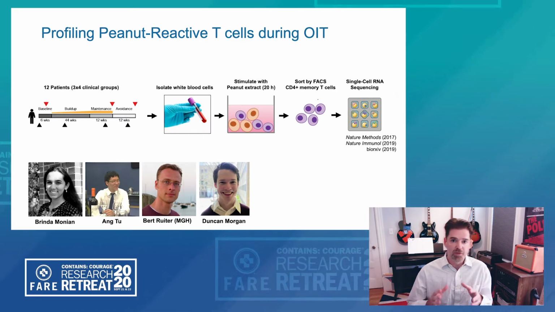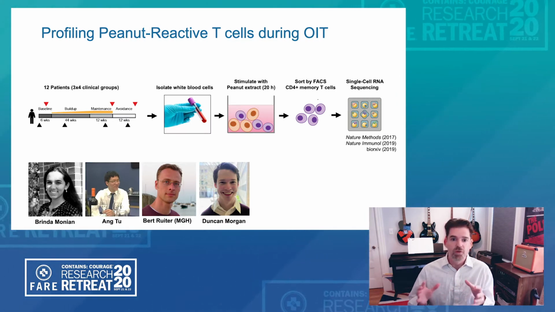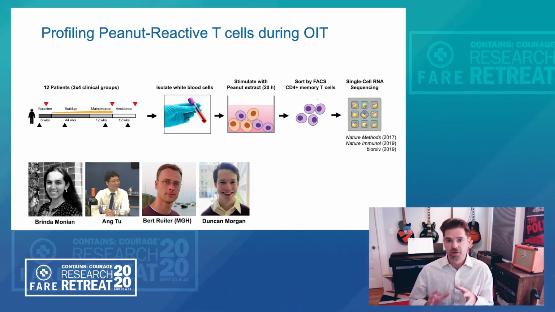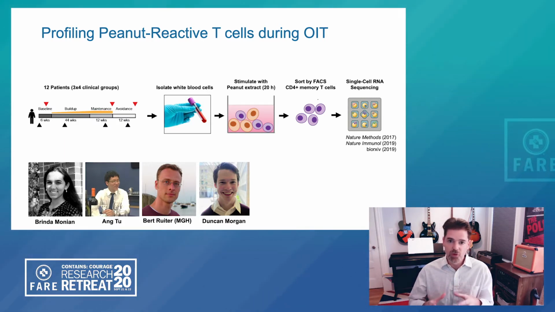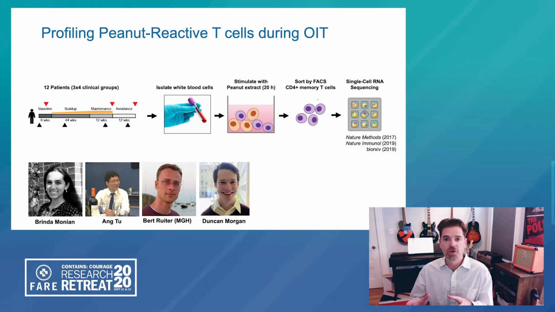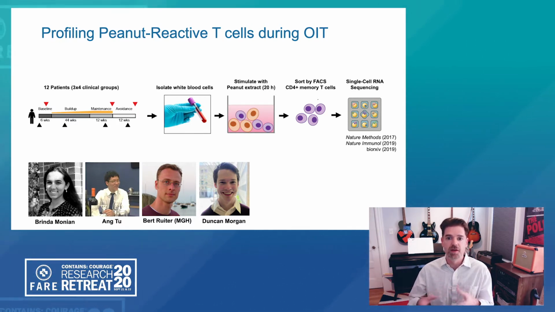In order to profile the peanut reactive T cells, we first take the blood draws that have been collected and we isolate the white blood cells. In that total population of peripheral blood mononuclear cells, we stimulate them with peanut extract for about 20 hours. This is a complex mixture of the antigens that are present in the peanut and allows us to assess a broad range of the functional responses elicited in the T cells in response to the antigen.